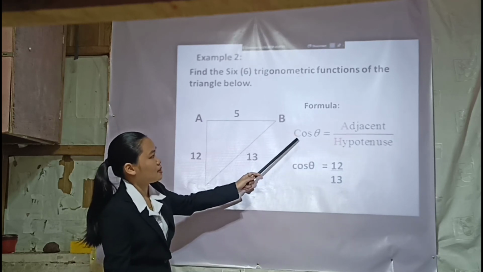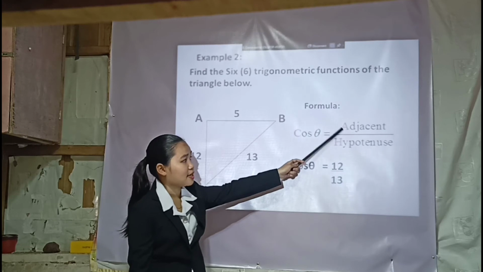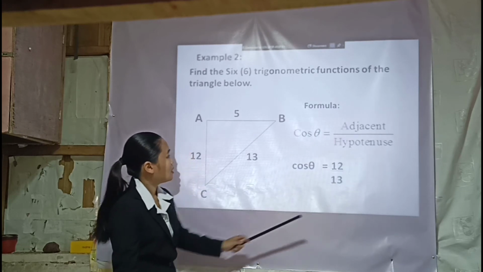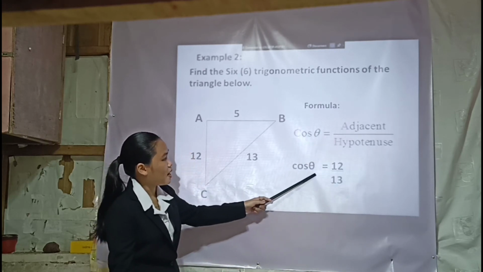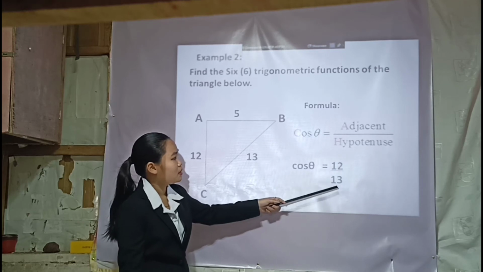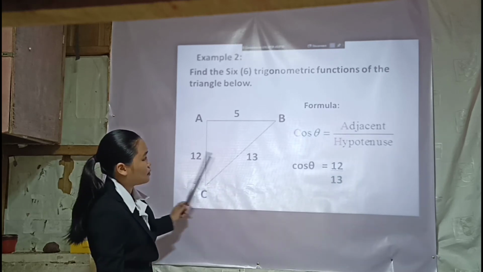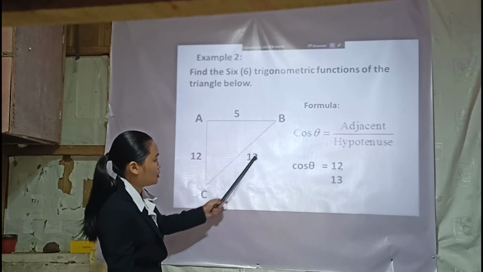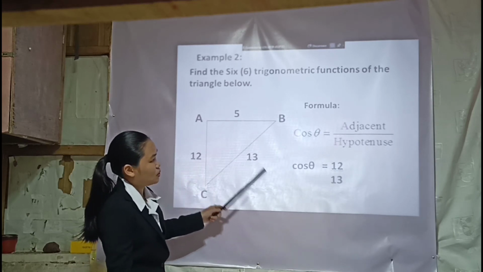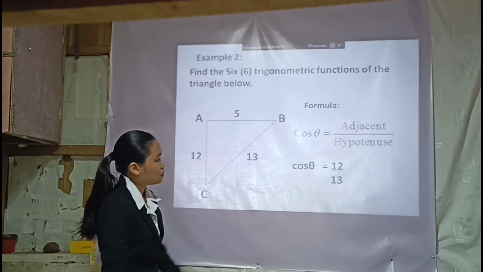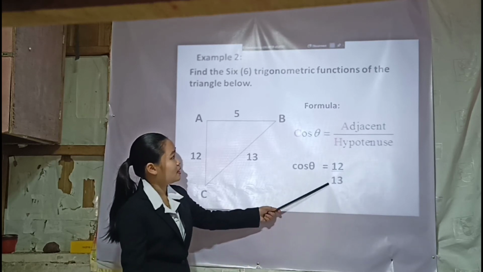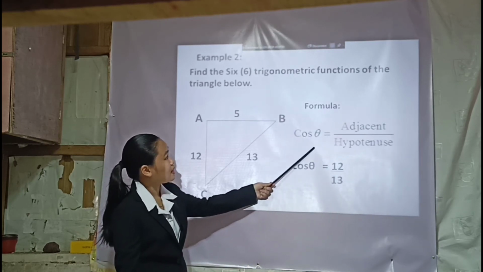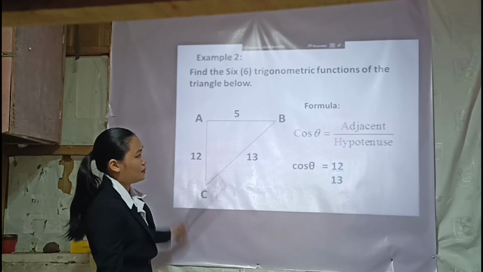Next is the cosine. The formula of the cosine is cosine theta equals adjacent over the hypotenuse. So, cosine theta equals 12 over 13. The adjacent is 12 over the hypotenuse, 13. So, 12 over 13 is the value of cosine theta for this example.